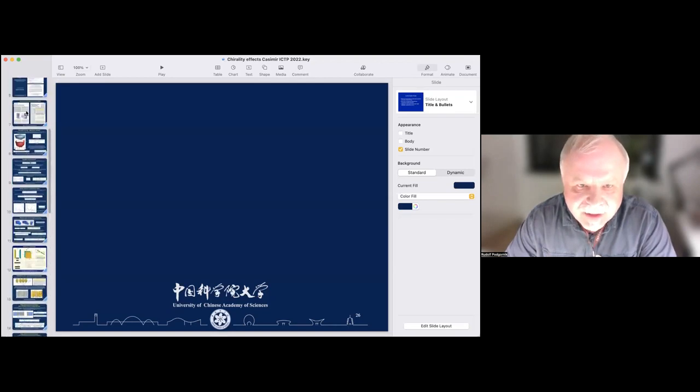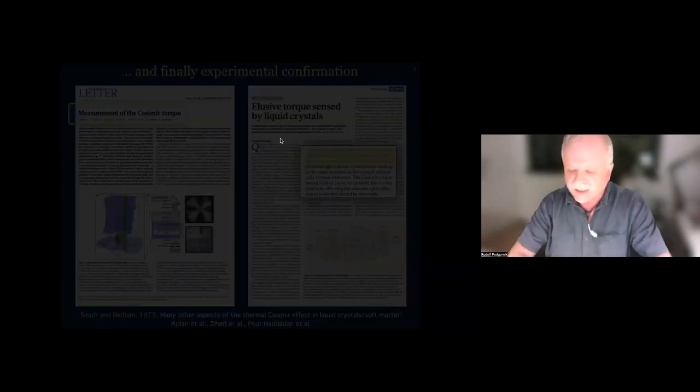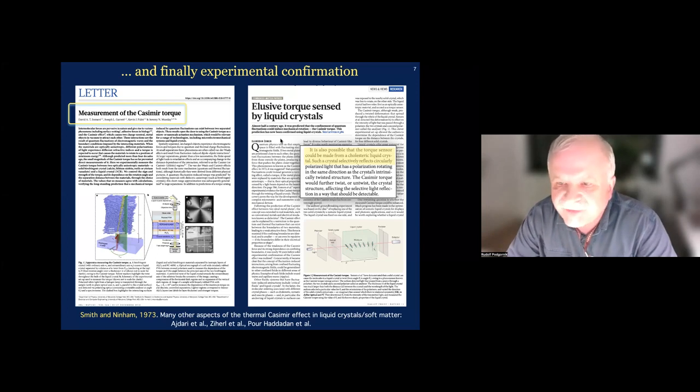Something happened here. I have to go back. I pressed the wrong button. Okay, hopefully you can still see it, right? If not, you will tell me.